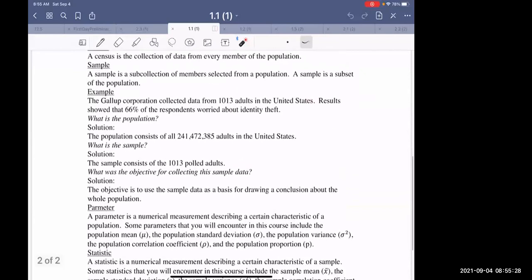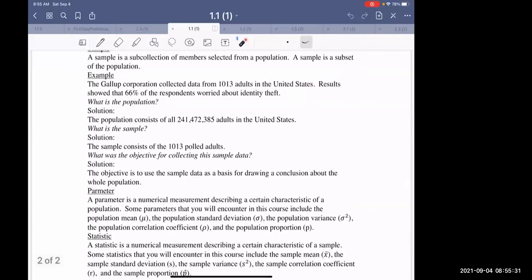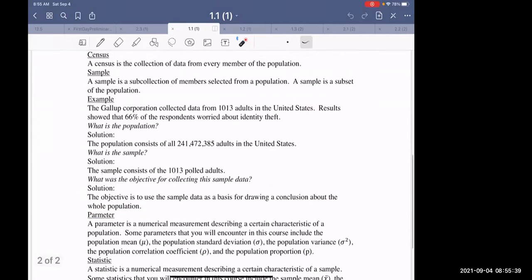And so the objective is to use this data as a basis for drawing a conclusion about the whole population. From this 1,000 adults, what can we say about all 241 million adults about how they are worrying about identity theft? And so from this 1,000 people, we will make some inferences about the other 241 million adults.